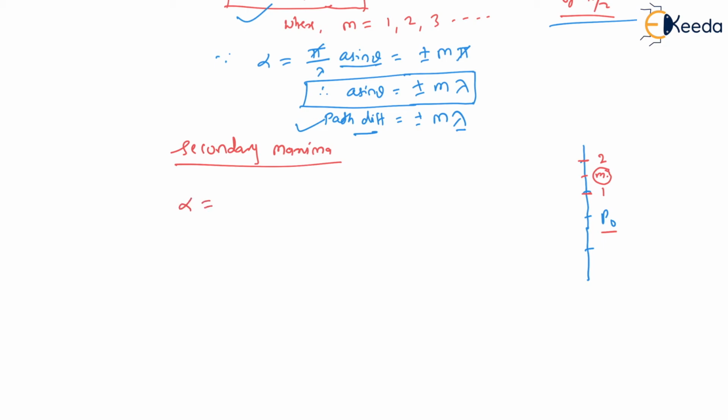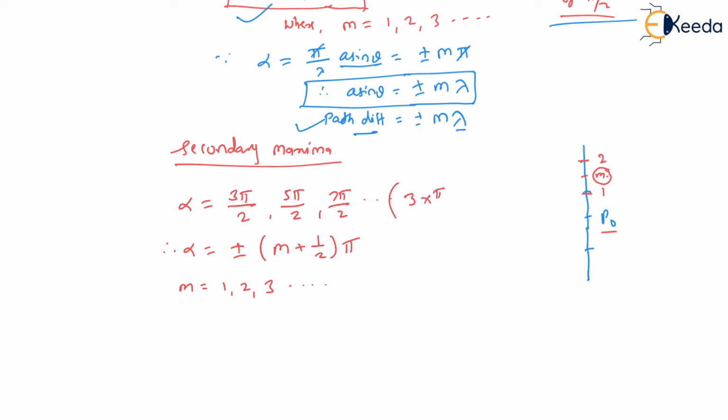Here alpha is equal to: the first angle will be 3 pi by 2, then next will be 5 pi by 2, then 7 pi by 2, and so on. So in general, we can write this as plus minus (m plus 1 by 2) into pi. Again here, the value of m will be 1, 2, 3 and so on. We can write these angles as 3 into pi by 2, then 5 into pi by 2, then 7 into pi by 2.